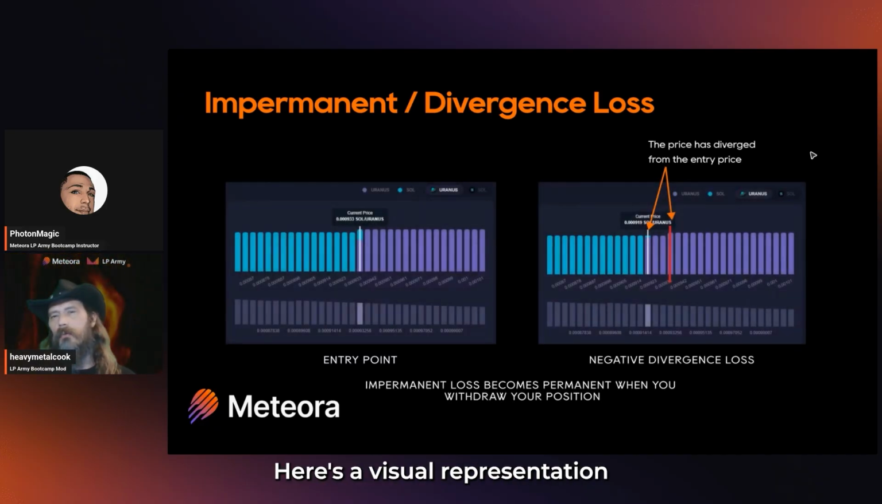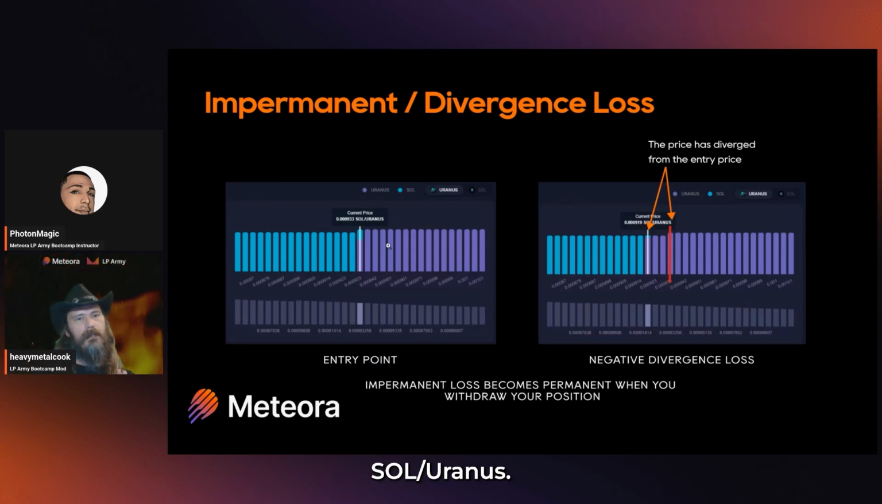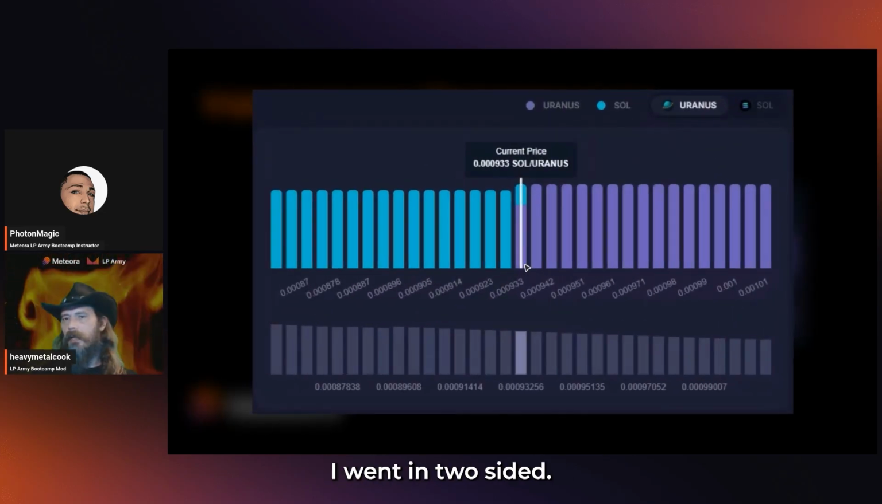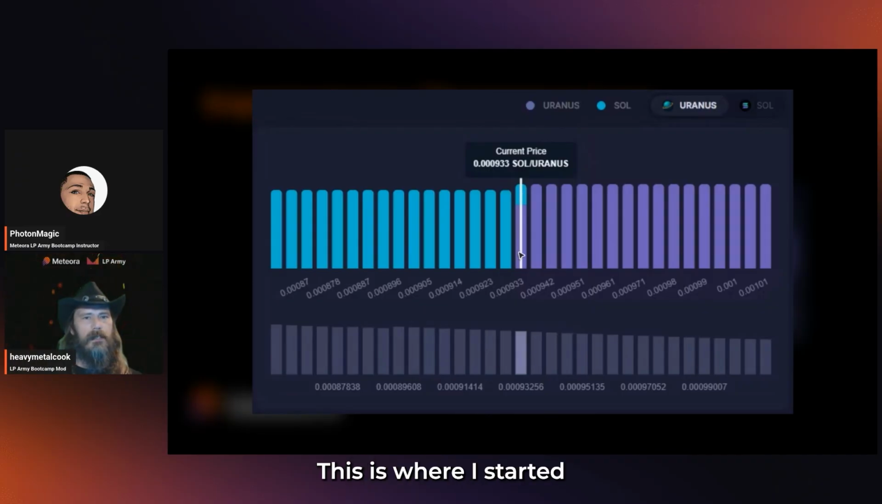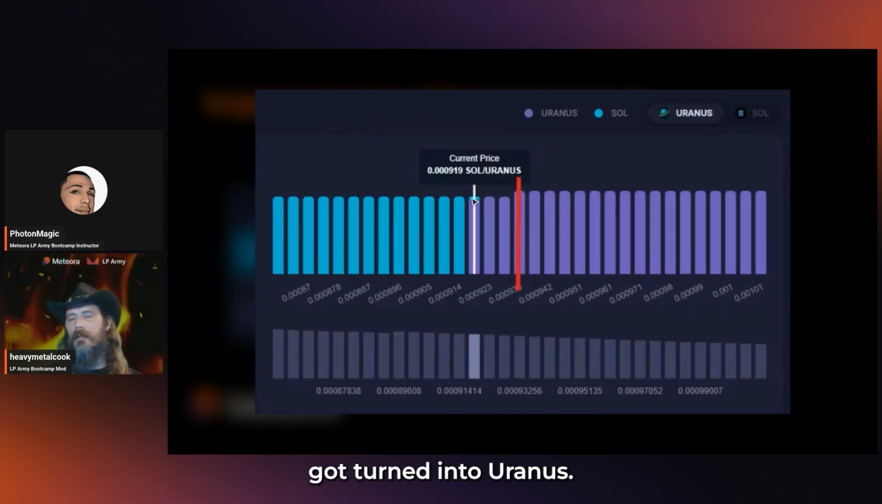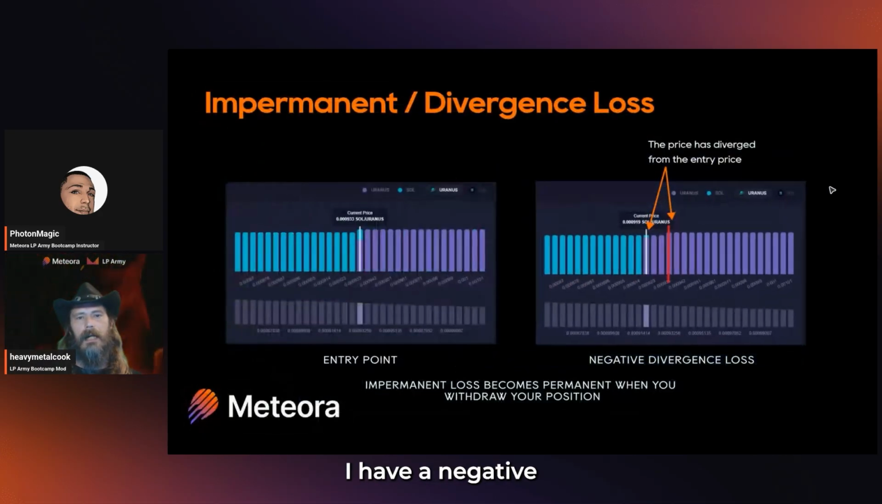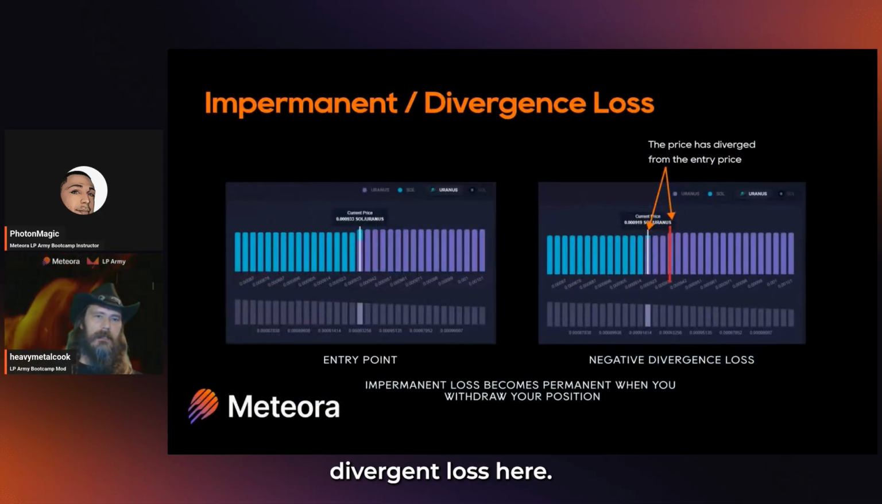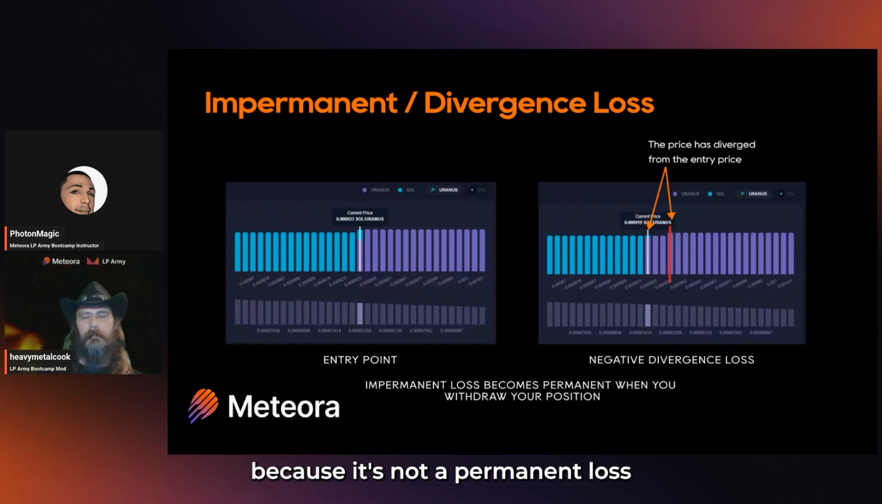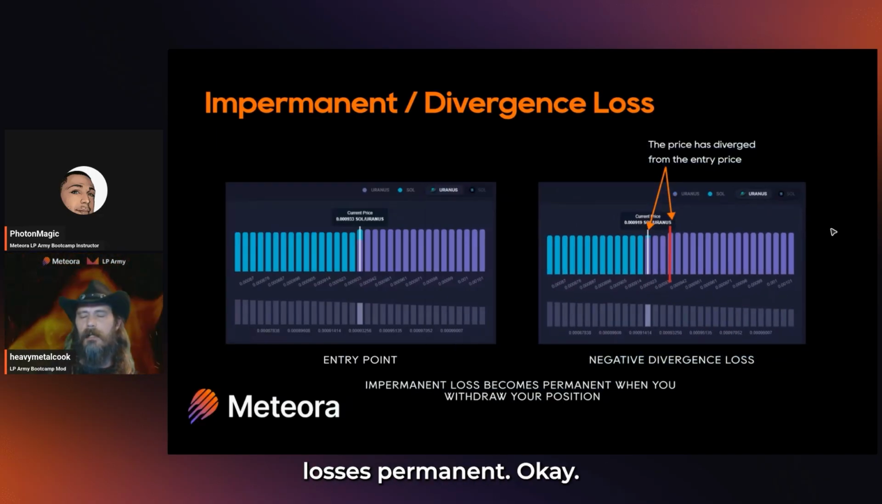Here's a visual representation of what I'm talking about here. So we have this pool, Sol Uranus. This is where I entered. I went in two-sided. I did a pure spot. This is where I started at this price point, 0.0933. The price went down. Some of my Sol got turned into Uranus. This red line is where I entered. Now it's here. I have a negative divergent loss here. You also hear it called impermanent loss because it's not a permanent loss until you withdraw. If you were to withdraw at this point, you make those impermanent losses permanent.